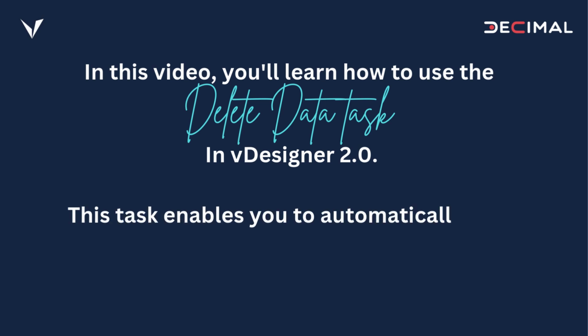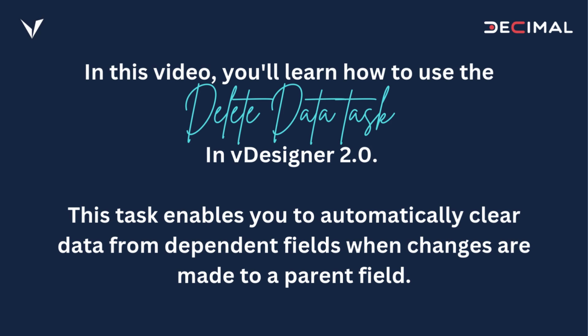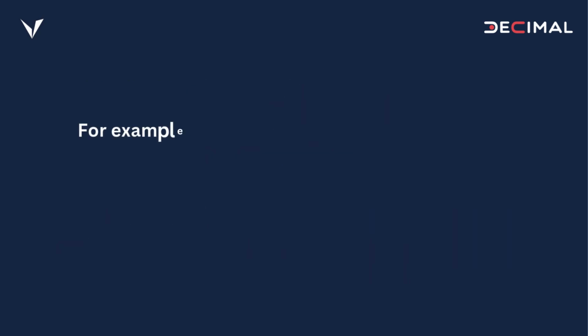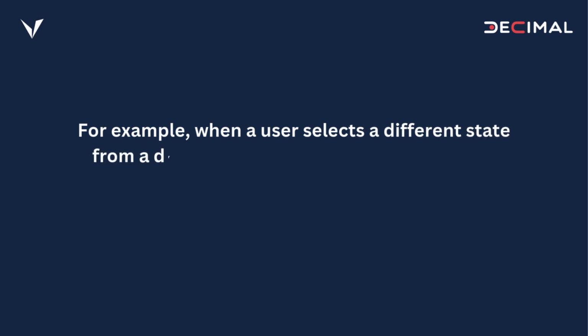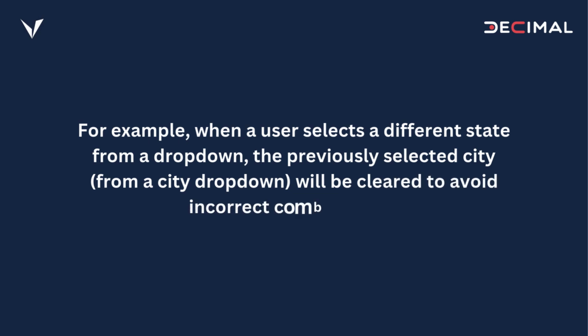In this video, you'll learn how to use the delete data task in vDesigner. This task enables you to automatically clear data from dependent fields when changes are made to a parent field. For example, when a user selects a different state from a drop-down, the previously selected city from a city drop-down will be cleared to avoid incorrect combinations.